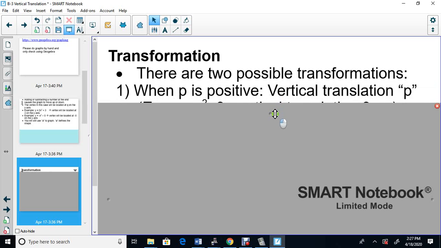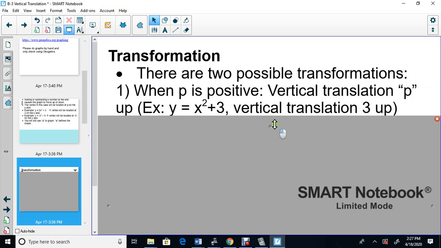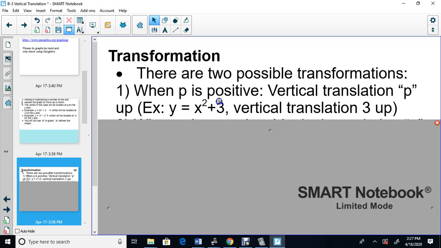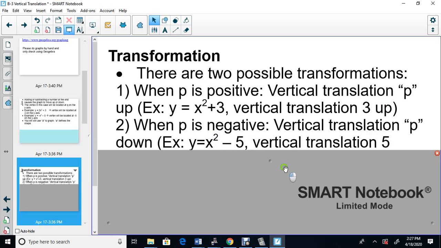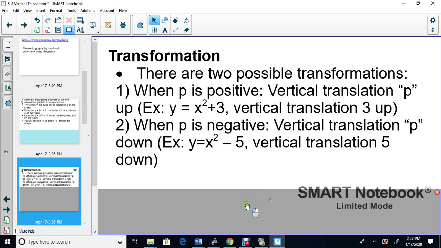When q is positive, there's a vertical translation of q up. So example here, when you add a 3 to the end, you get a vertical translation of 3 up. Okay, so when you add something, it goes 3 up. When q is negative, there's a vertical translation of q down. So when it's negative 5, there's a vertical translation of 5 down.